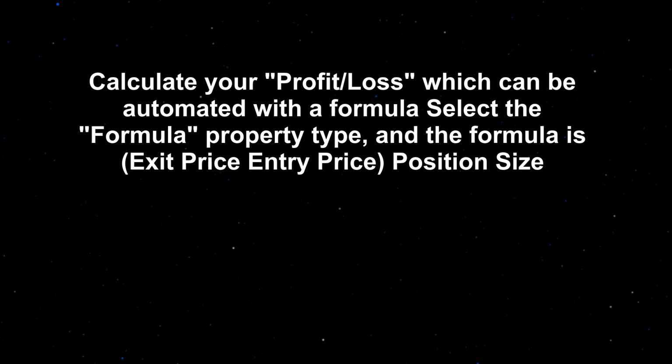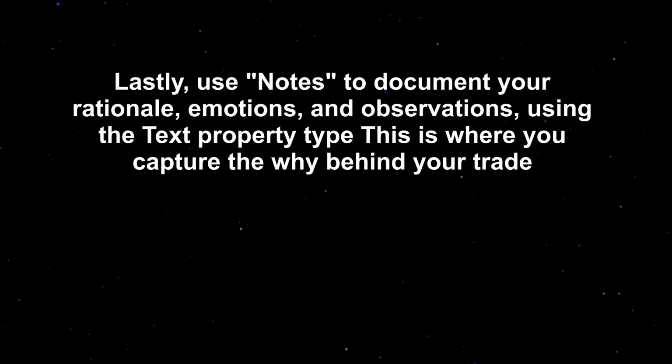Calculate your profit/loss, which can be automated with a formula. Select the formula property type, and the formula is exit price minus entry price times position size. Lastly, use notes to document your rationale, emotions, and observations. Using the text property type, this is where you capture the why behind your trade.